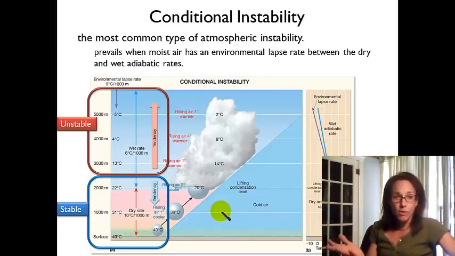Now, instability is typically what's going to create some storms. That's what's going to create our more extreme weather. When we have stable conditions, you can get precipitation, but it's not going to be the kind of precipitation that you get when you have instability.